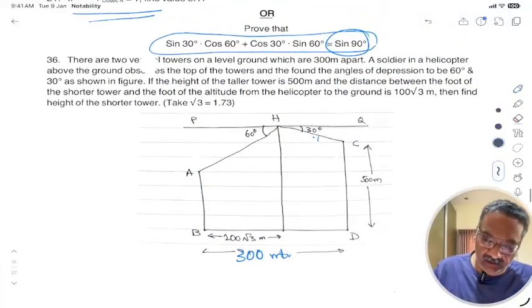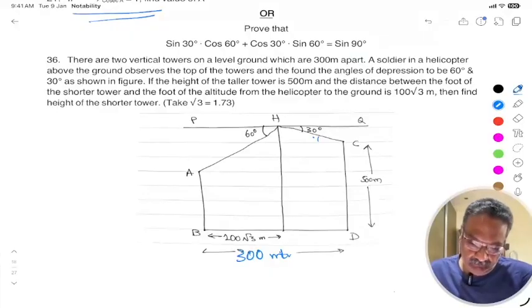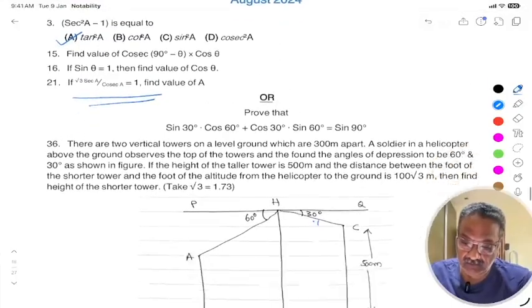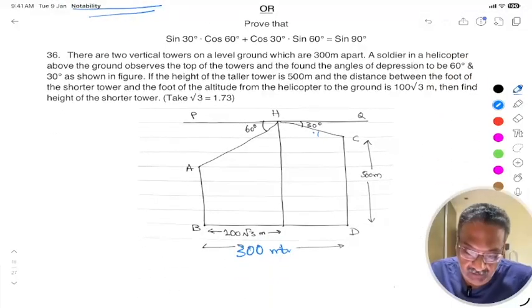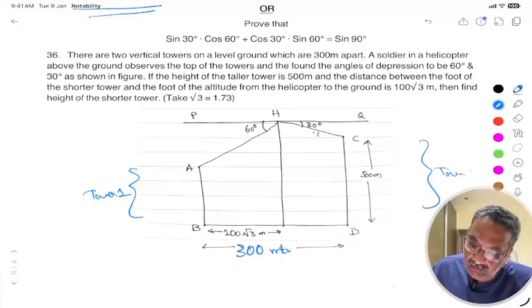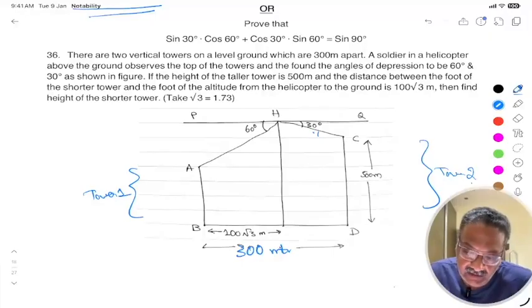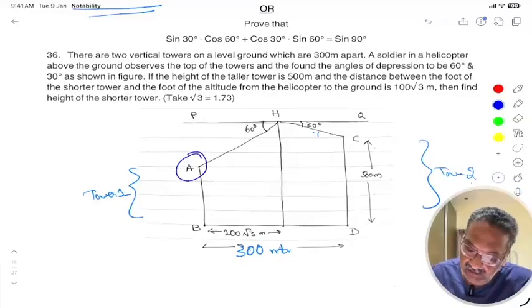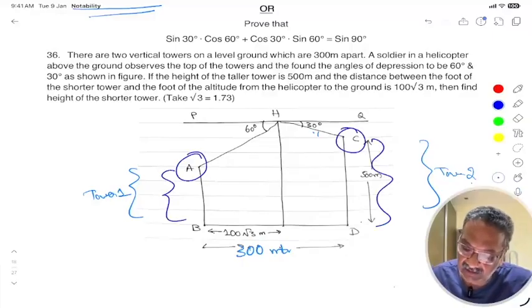Let's come to the next question, the 36th question in the textbook, in the question paper of August 24. This is the application of trigonometry. See, there are two vertical towers on a level ground which are 300 meters apart. So that means AB is one tower, tower 1, and this is tower 2. AB is one tower, CD is another tower.